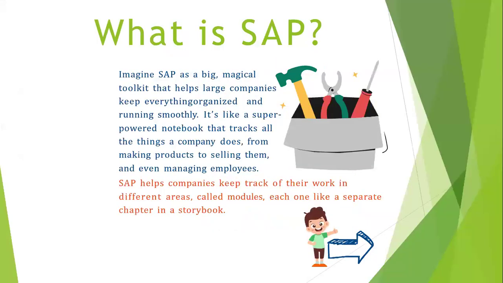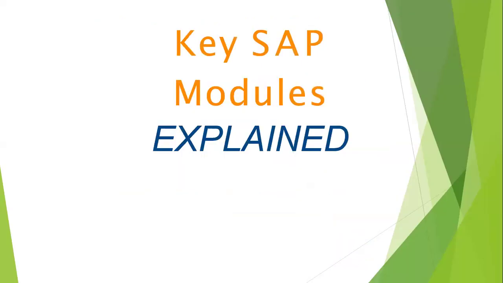Explanation of SAP. So let me explain in this simple way. Imagine SAP as a big magical toolkit that helps large companies keep everything organized and running smoothly. It's like a super powered notebook that tracks all the things a company does, from making products to selling them and even managing employees also. SAP companies keep track of their work in different areas called modules, each one like a separate chapter in a storybook. Means if we are having a storybook, then each chapter will be represented by different modules.